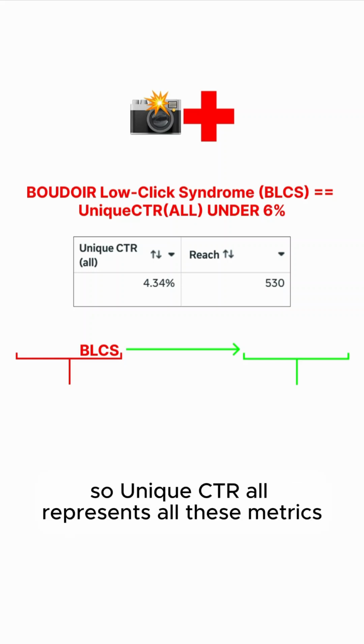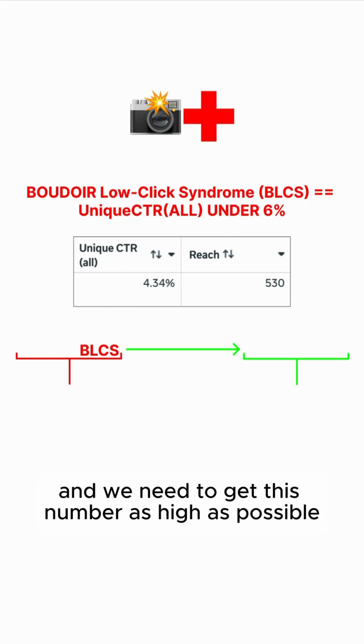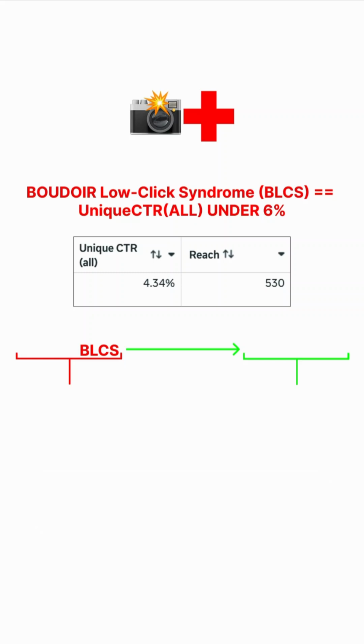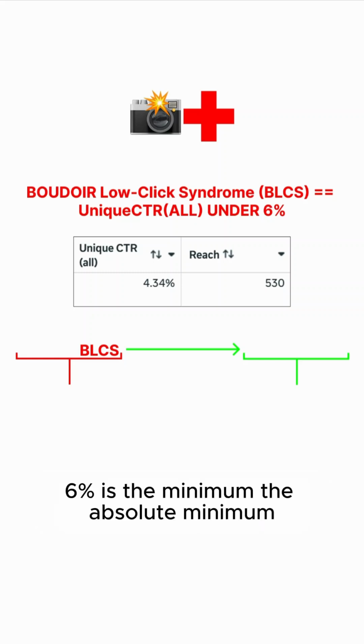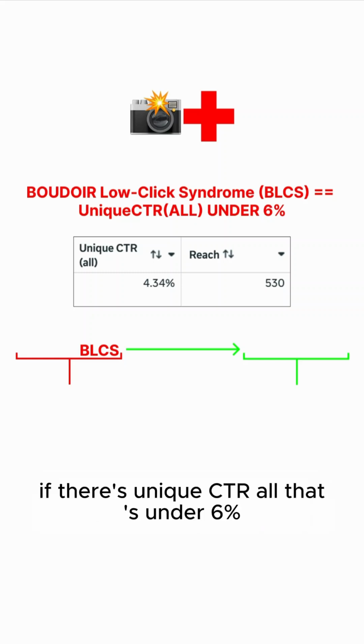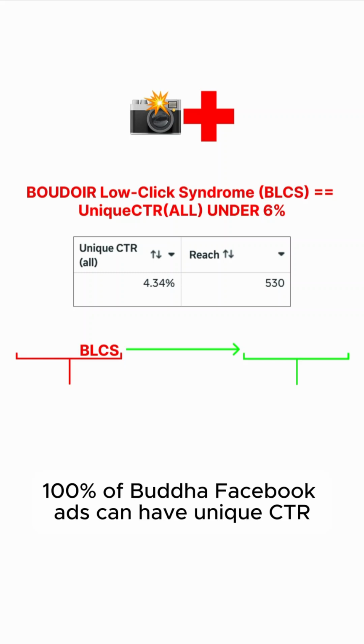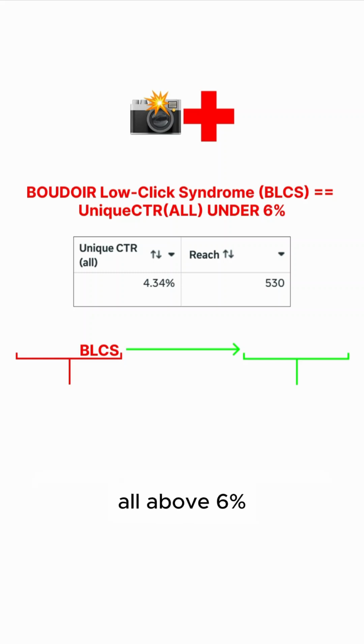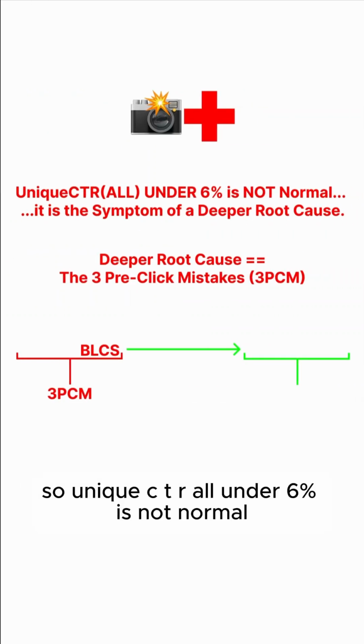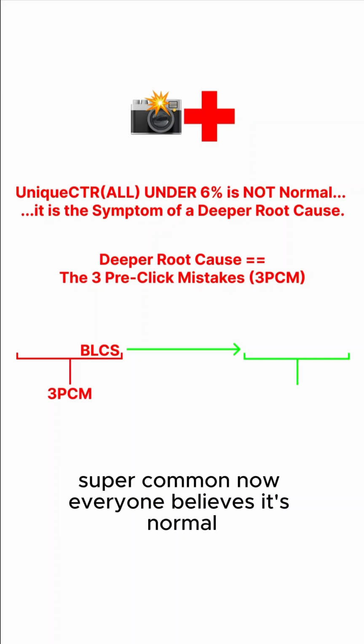So unique CTR represents all these metrics, and we need to get this number as high as possible. 6% is the minimum. The absolute minimum. If there's a unique CTR that's under 6%, we got massive big problems. 100% of Boudoir Facebook ads can have a unique CTR above 6%. So unique CTR under 6% is not normal. Super common though. Everyone believes it's normal.